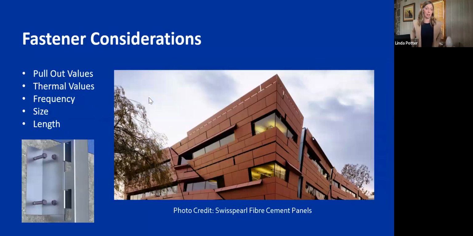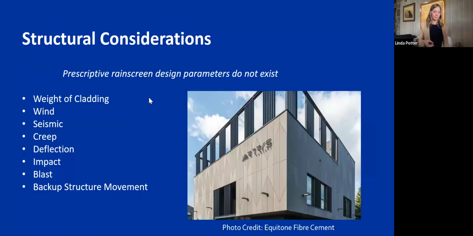Well, for sure, we're thinking about the fastener. It's part of that engineering connection. It's not just that the material itself can hold the cladding, but what about the bracket back into the structure? Is that going to be acceptable, not just the outside piece of the cladding attached to the substructure? So that fastener, we're thinking about pull-out values, thermal values, the frequency of them, the size of them, the length of them. All of that goes into an engineered connection that's taking into account your project conditions on that site, as well as the materials that you have put together to create that assembly.